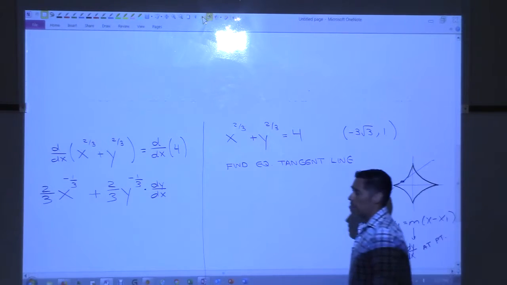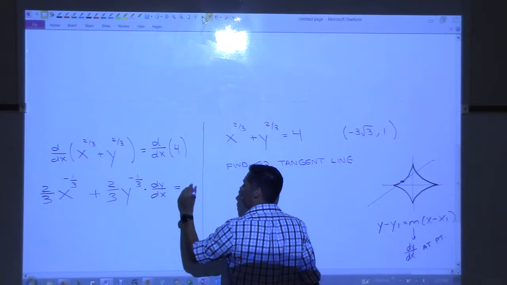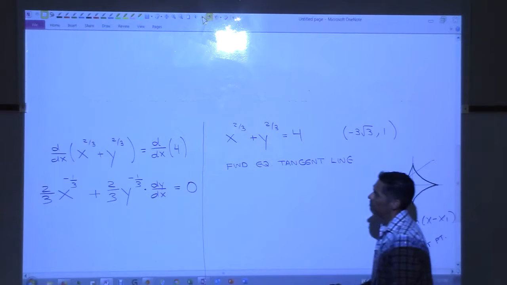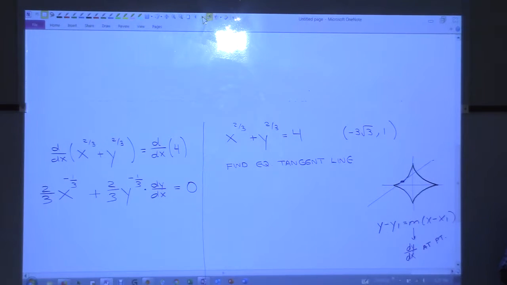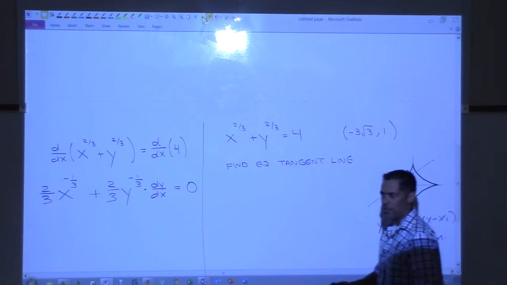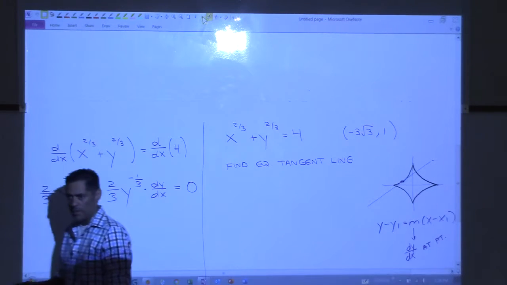And then equals 0 because, well, the derivative of a constant will always be 0. Always, always. That's never going to change no matter which calculus class you ever take. The derivative of a constant is always 0. All right?